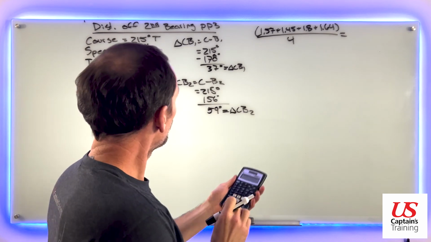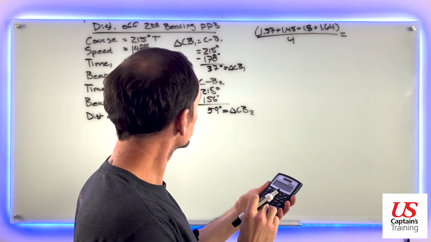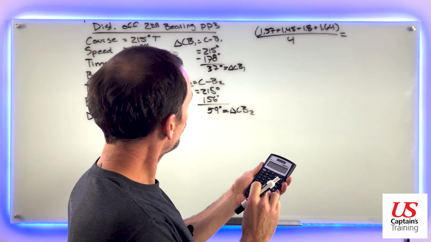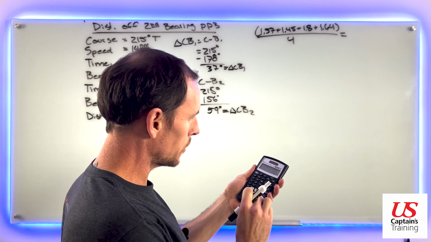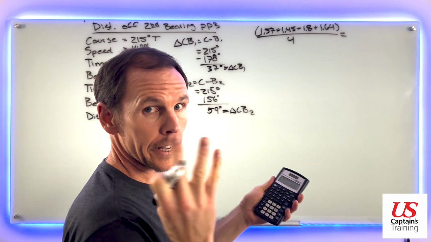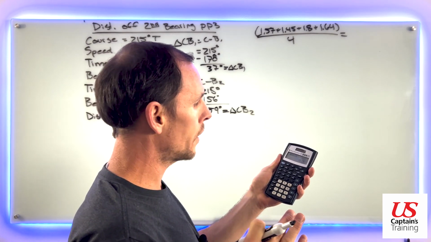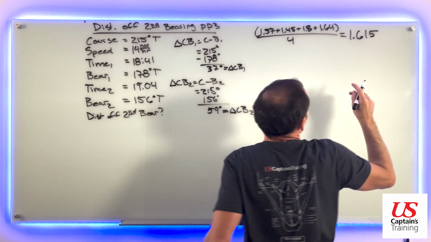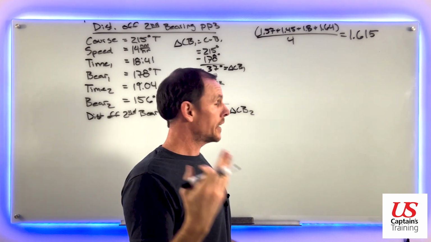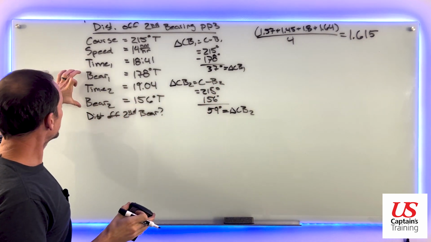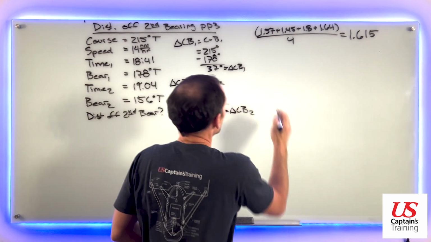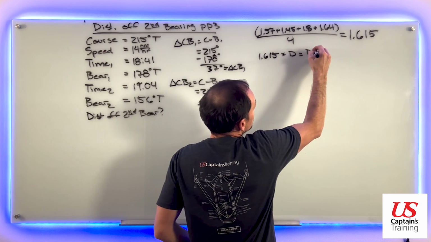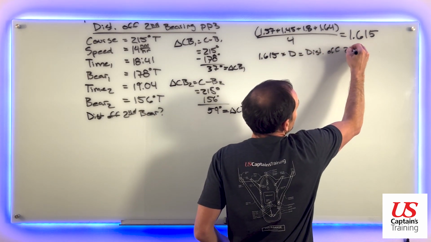1.57 plus 1.45 plus 1.8 plus 1.64, divided by 4 equals, again, 3 decimal places, 1.615. That's our table value. And then we multiply our table value by the distance we traveled between bearings to get the distance off second. So table value 1.615 times distance equals the distance off the second bearing.